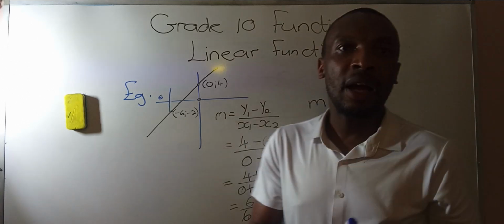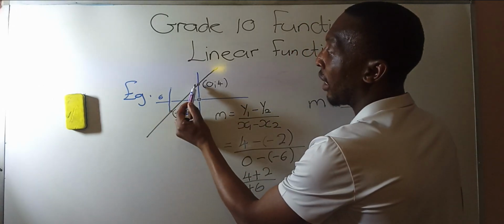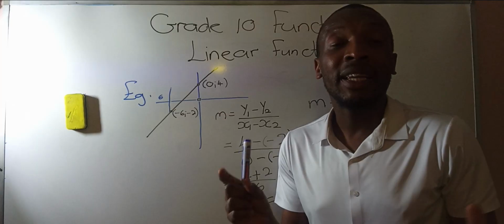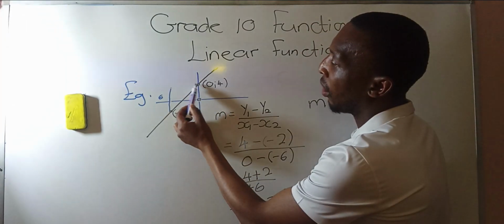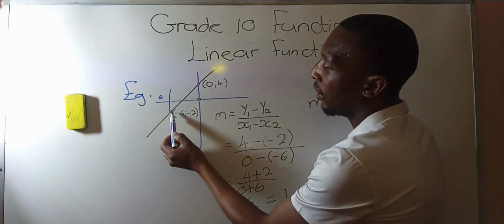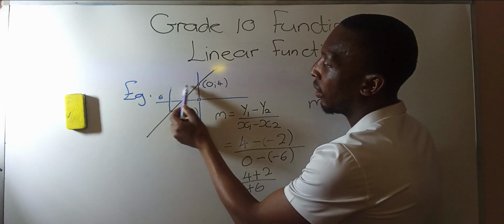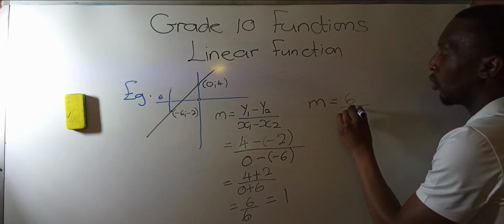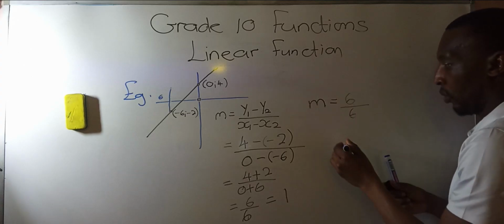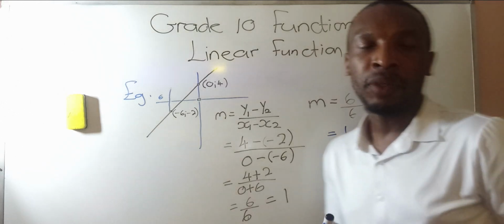Now, run, how many units do I move horizontally to go from this point to that point? I look again at the x coordinates now. So from here to here is how many units? I look at the x's. So this is -6 and this is 0 from here. So that is 6 units, okay? So it's going to be 6 over 6, which is equal to 1. Right.